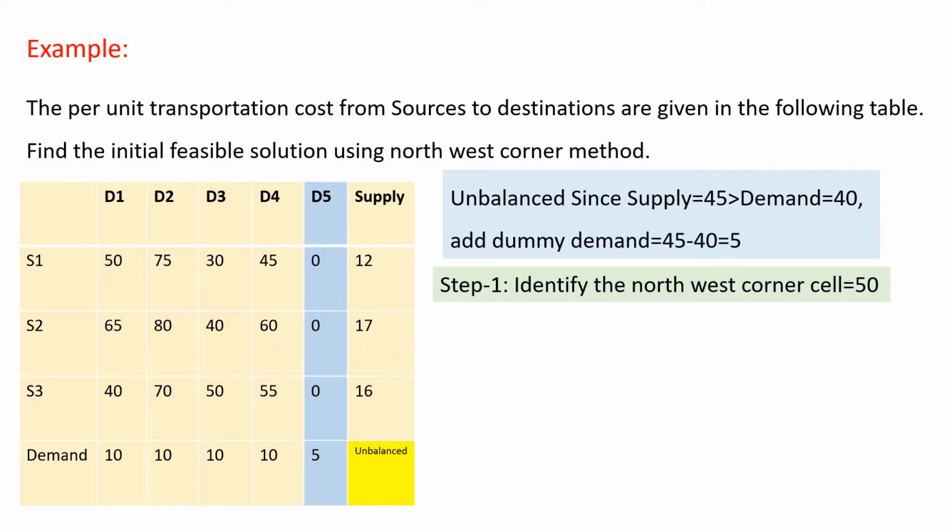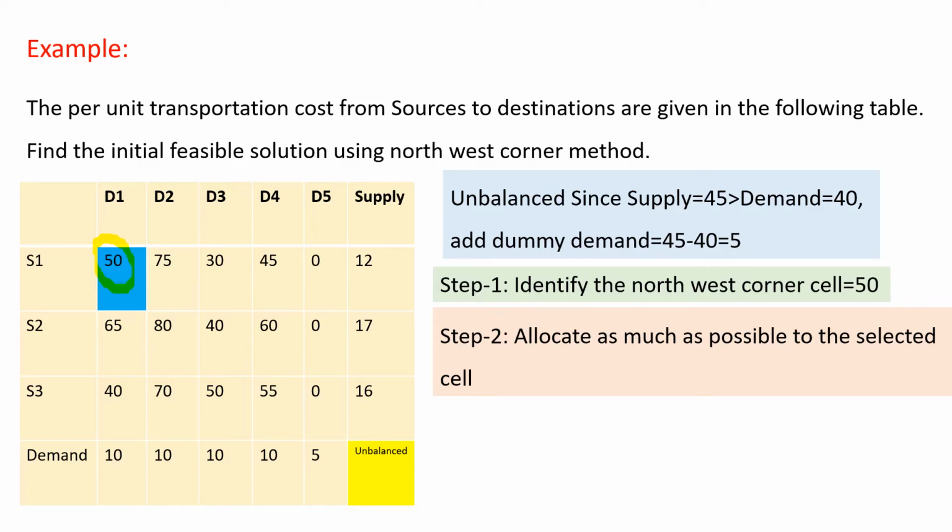Step 1, identify the northwest corner cell. The northwest corner cell here is 50. So we have to allocate as much as possible to the selected cell. The corresponding demand and supply are 10 and 12, so we allocate 10. Next we adjust the supply and demand. This 10 will be eliminated and this 12 will be 2, because we subtract 10 from 12, so the remaining is 2.